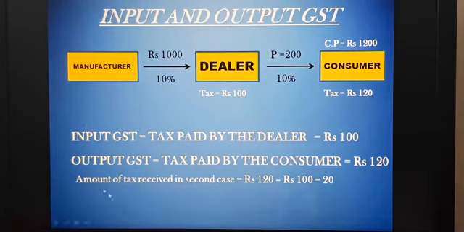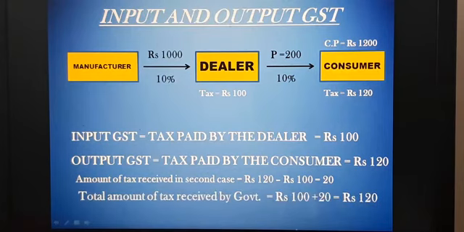The amount of tax received in the second case is the difference of output and input, that is rupees 120 minus 100 is equal to 20. That means only rupees 20 goes to the government as tax in the second case. So the total amount of tax received by the government is rupees 100 plus 20, so 120.